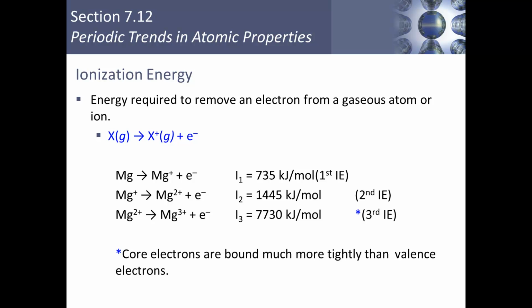Now, in going from magnesium 2+ to magnesium 3+, we see a huge jump in ionization energy. This is because we would need to remove core electrons, which are bound much more tightly than valence electrons, in order to form the magnesium 3+ ion. Therefore, magnesium typically forms the magnesium 2+ ion in chemical reactions.